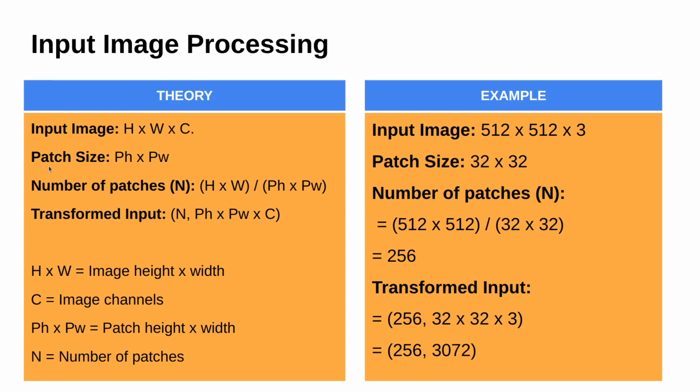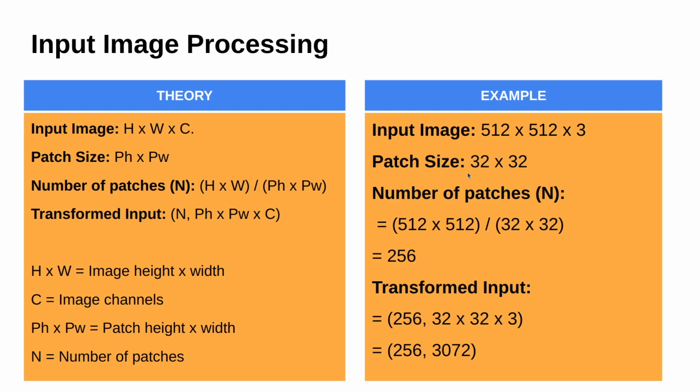So we have an input image with dimensions h, w and c. Here hw refers to image height and width, and c refers to image channels. And here in the example we have an input image of size 512 by 512 by 3. Then we need some patch size. So the height and width of the patch are ph and pw. So let's say we want a patch size of 32 by 32.